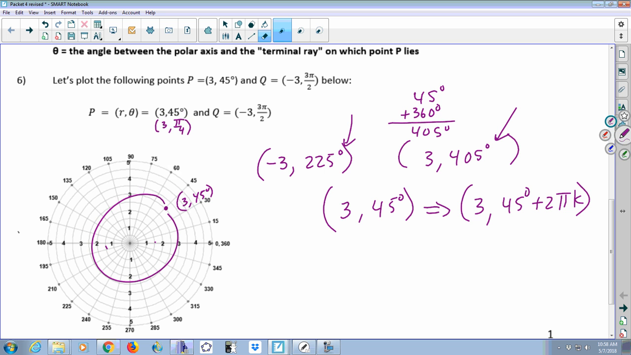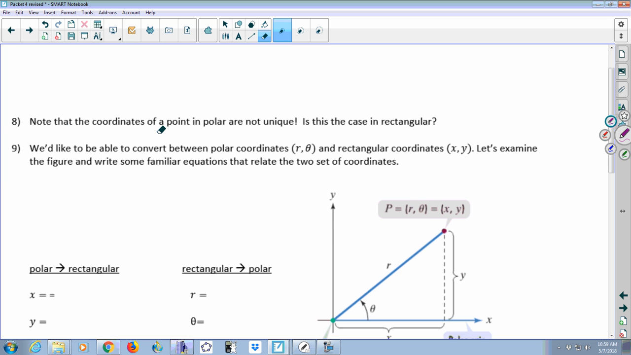We could also say that it's the opposite by doing 45 degrees plus pi, and then you could iterate that 2 pi k if you want, over and over again. Okay. So you don't really need all those fancy formulas. I just wanted you to get a sense that polar coordinates are not unique. You have an infinite number of polar coordinates for any given point. So that's the purpose of doing all of this here. So note, coordinates of a point in polar land are not unique.